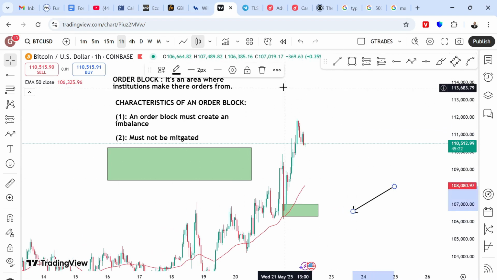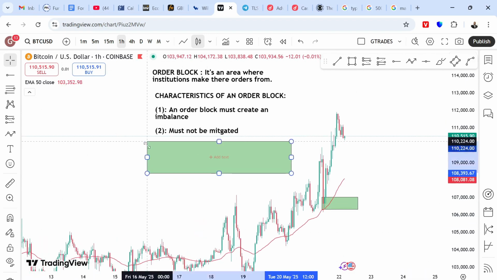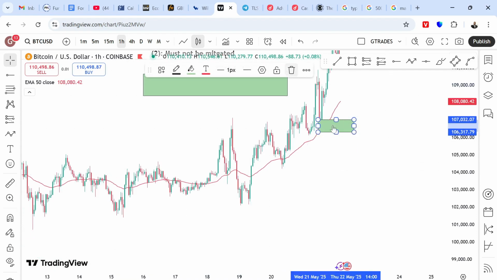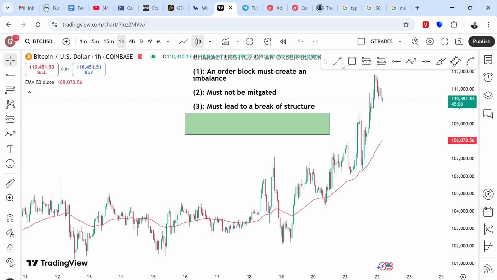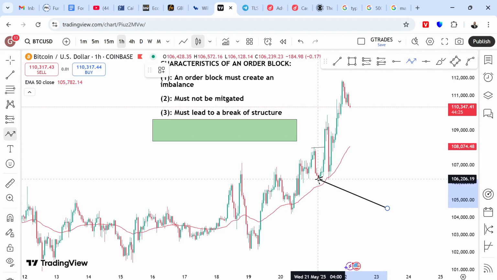Now this brings us to number three. Just stay with me, I'll be showing you more examples. Number three, it must lead to a break of structure. Now if you look here, do we have a break of structure here? Yeah, we have a break of structure. From here to here, we have a break of structure. Did you see that? So if you look here, this is the last red candle that formed, right? And before this, the green candle took over.